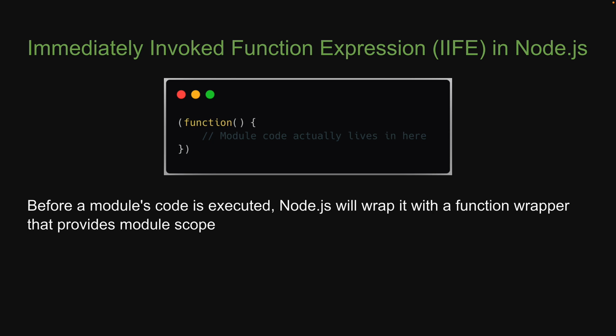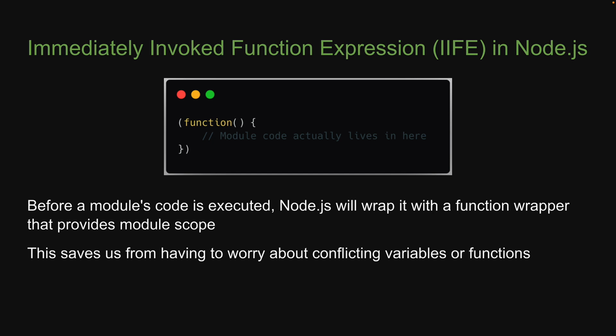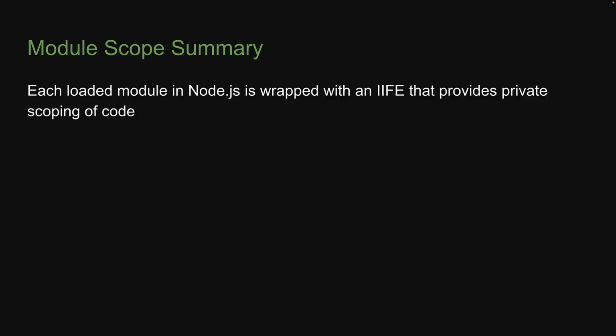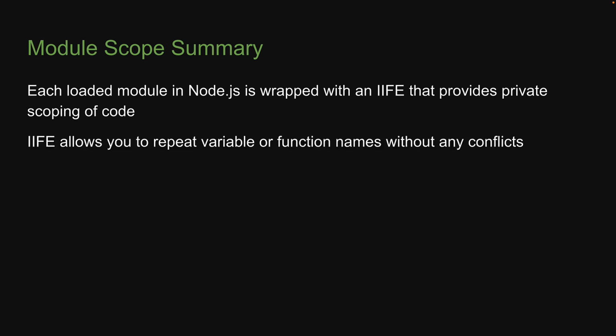Before a module's code is executed, Node.js will wrap it with a function wrapper that provides module scope. This saves us from having to worry about conflicting variables or functions. There is proper encapsulation and reusability is unaffected. This, if you ask me, is exactly what you want from a module system. To summarize about module scope, each loaded module in Node.js is wrapped with an IIFE that provides private scoping of code. This allows you to repeat variable or function names without any conflicts.